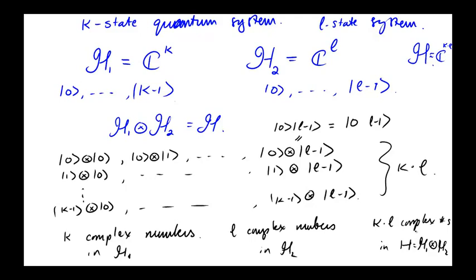Okay, one last thing to help you think about this. How could it be that you needed only k complex numbers to describe a state in H1, L to describe a state in H2, but now if you put the two systems together, you need k times L complex numbers? How could this be? What's going on? Well, the answer is entanglement.